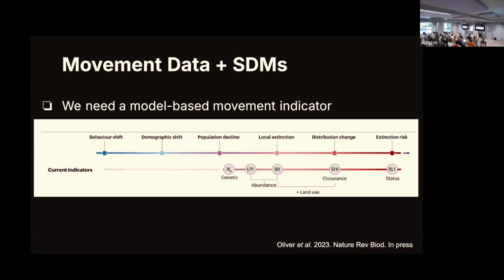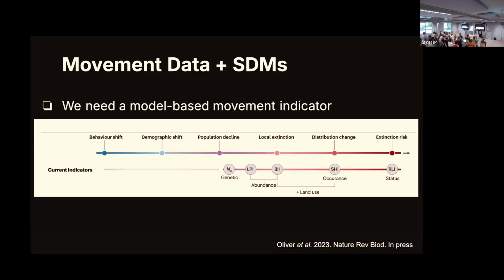Yeah, so this shows different ecological processes that you would expect to be important for extinction risk, more or less. So you have a behavior shift, something like a road goes in and movement behavior is interrupted. Then you'd have things like demographic shift where it's working its way through the population. And then eventually you have entire population declines until you have a local extinction, then a distribution change if you have a lot of local extinctions, and then all the way to the actual extinction of the species. And so most of our indicators right now are over here.